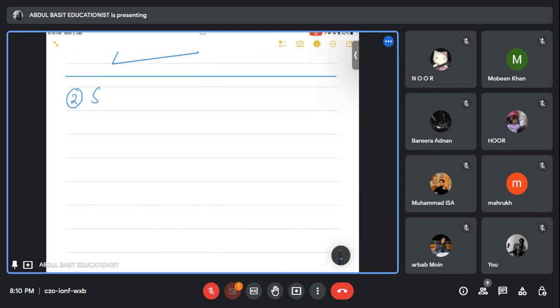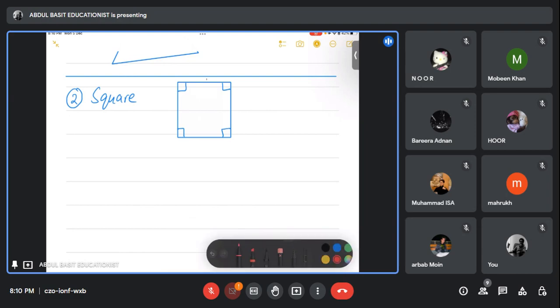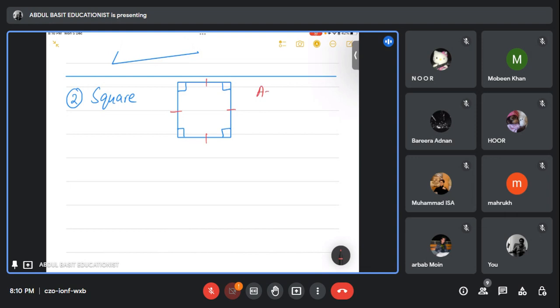Okay, the second shape we have is a square. What a square is? A square is a four-sided polygon, which is a quadrilateral. It has all angles of 90 degrees, and all sides of the square are the same in length. So the area of the square is equal to length squared, and the perimeter is equal to the sum of all sides. There are four sides and they are all the same, so 4 times L is the perimeter.